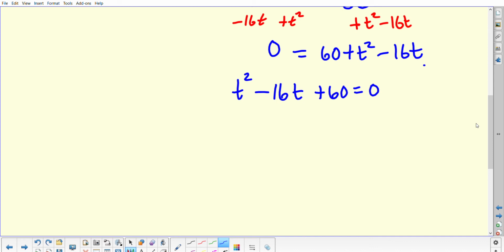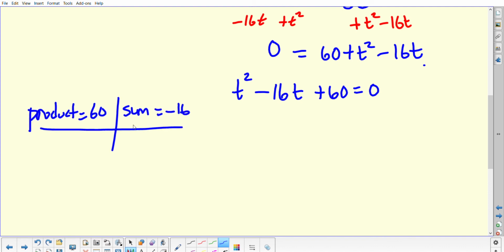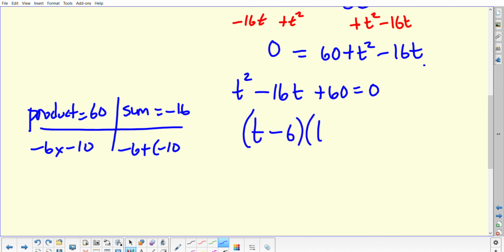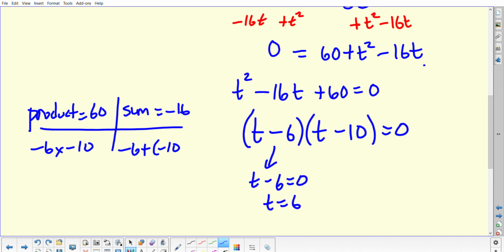So you'd be looking for your product to be positive 60 and your sum to be negative 16. So the two values that work are negative 6 and negative 10. When you add those, they satisfy that condition. So it's going to be t minus 6, t minus 10, both of those equal to 0. So t minus 6 equals 0, t equals 6, and t minus 10 equals 0 would lead you to t equals 10.